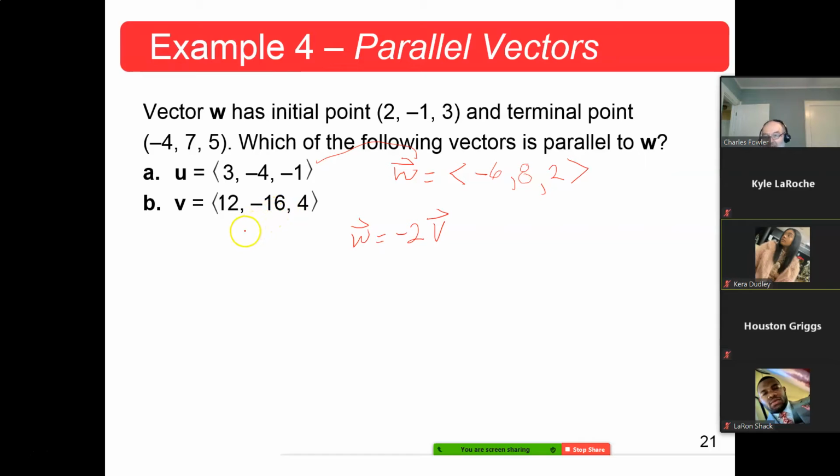Even though the scales are, this 12 is twice 6, the absolute value of that. 16, the absolute value of this is twice 8, and 4 is twice 2, but you have to have the same sign for all three of them, corresponding signs. You don't have that. So the answer is U.